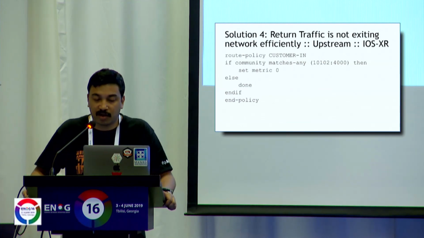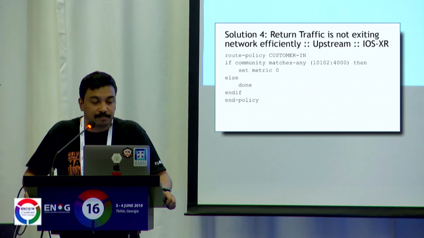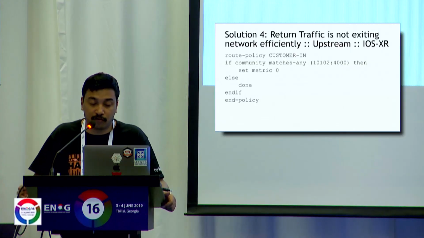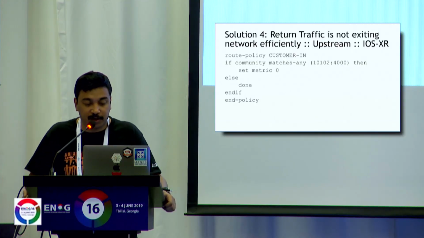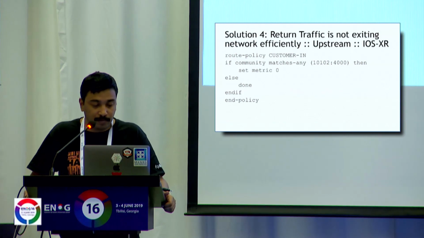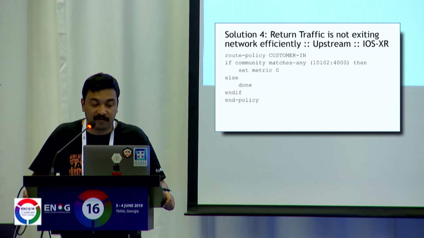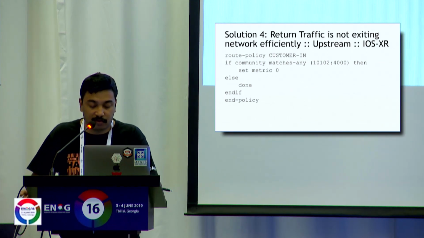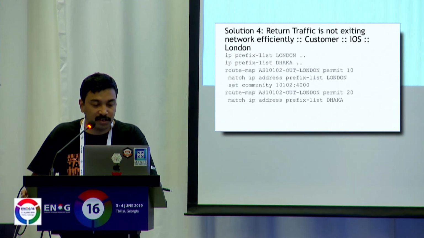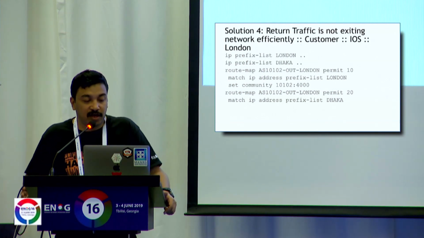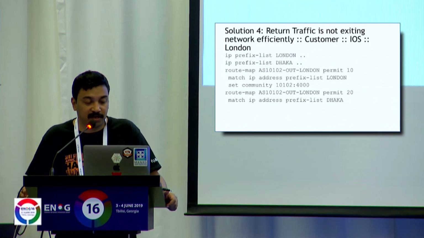Here is an example of how the upstream provider is resetting the metric value to zero. The upstream provider has defined one BGP community called 10102:4000. If the customer advertises some of their prefixes with this BGP community, then the upstream provider is going to reset the metric value, or the MED value, to zero. Otherwise, done. So the customer will figure out a specific prefix list based in London or based in Dhaka.